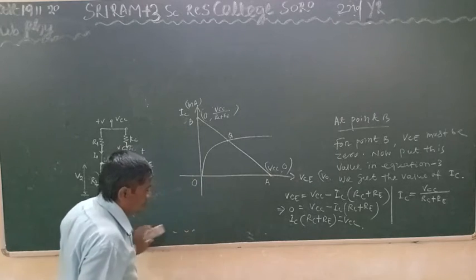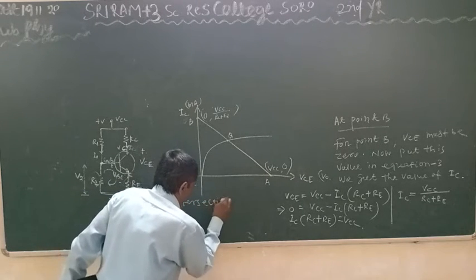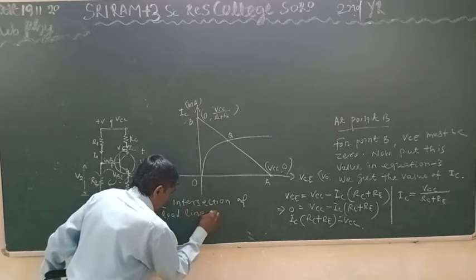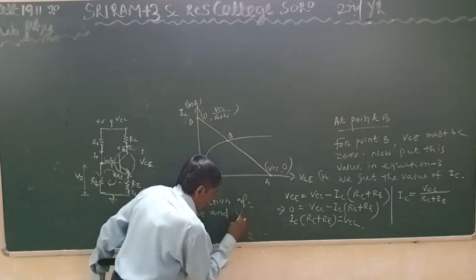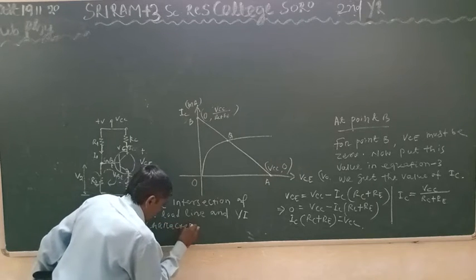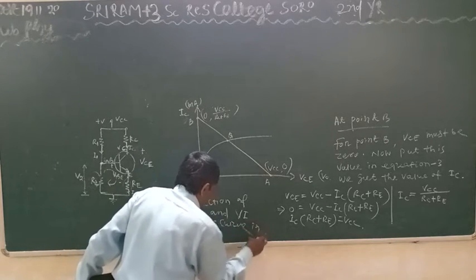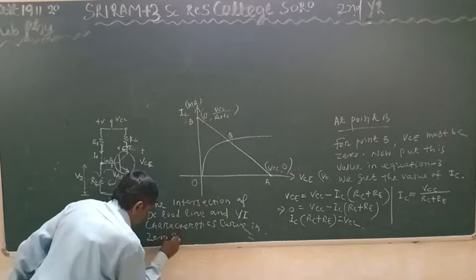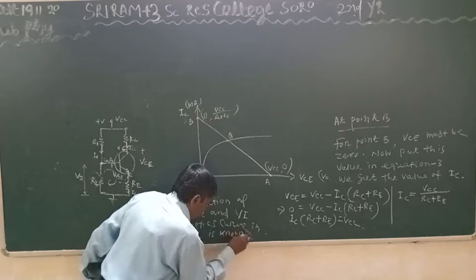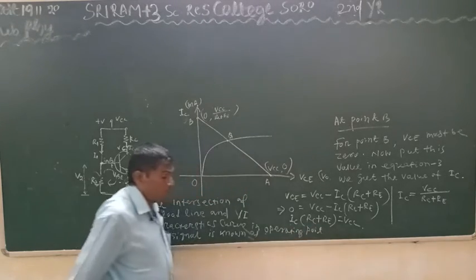Now the intersection of DC load line and VI characteristics curve in zero signal is known as the operating point. Now what is the meaning?